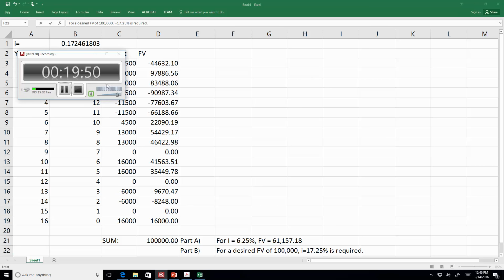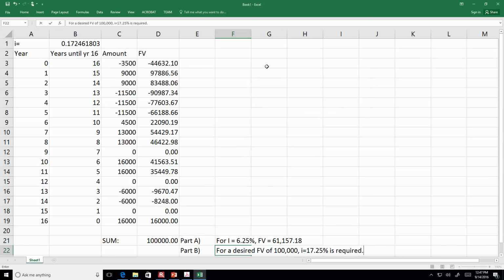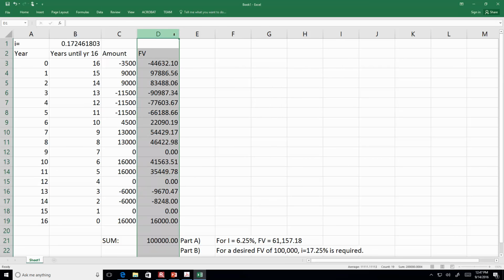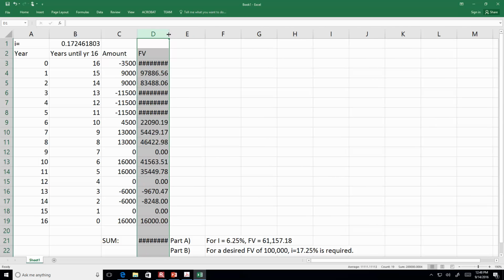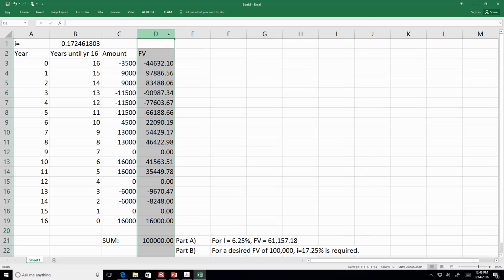All right, let me just show you one more thing. If your column isn't wide enough, sometimes it'll give you these weird pound signs. So if you ever see them as you're working with Excel, that sometimes just means make it wider. And if you don't want to know exactly how wide it should be, you can just double click at the top and it'll make it as wide as it needs to be to fit all the information that's there.